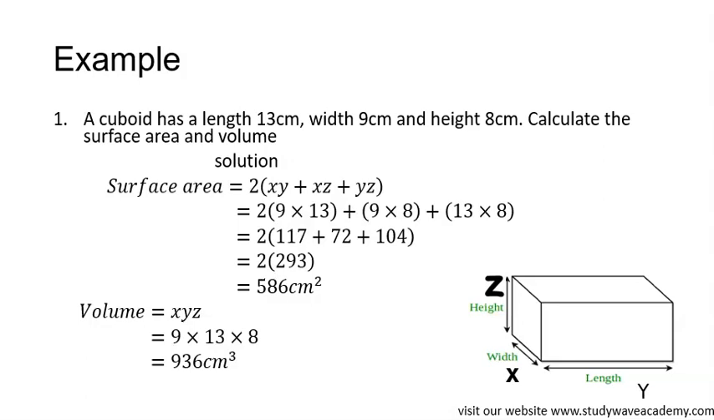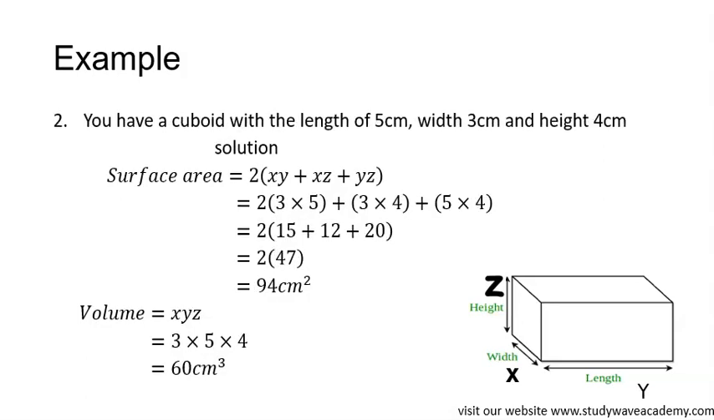Let's look at another example. You have a cuboid with a length of 5 centimeters, a width of 3 centimeters, and a height of 4 centimeters. We have to calculate the surface area and the volume of this, okay? So the cuboid's length is 5 centimeters, the width is 3 centimeters, and the height is 4 centimeters.